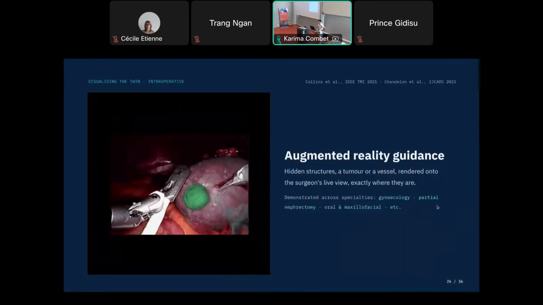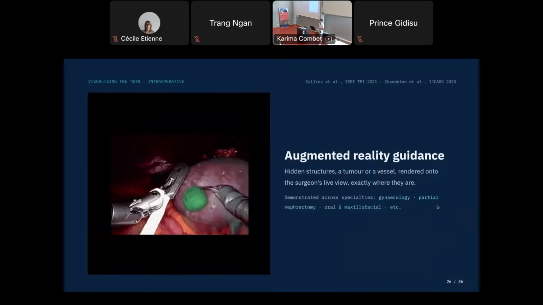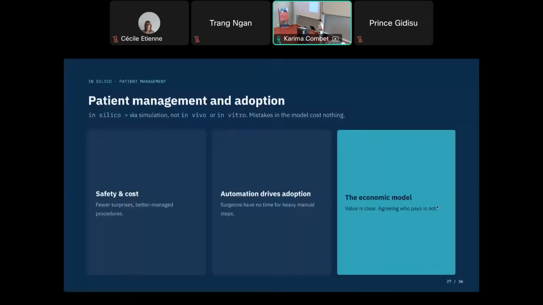I already spoke about this. The main part to make this twin okay for hospitals and for the industry is that we need to have something safe, with managed costs, with a lot of automated steps. We cannot ask the surgeon, okay, place the scan on the MRI, do this, annotate these points. We need to automate the process to make it reliable for clinical purposes and clinical applications.